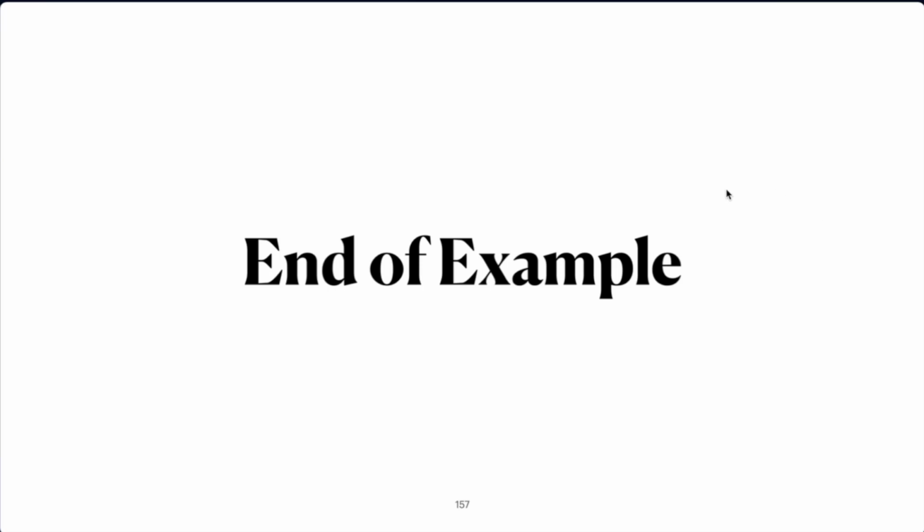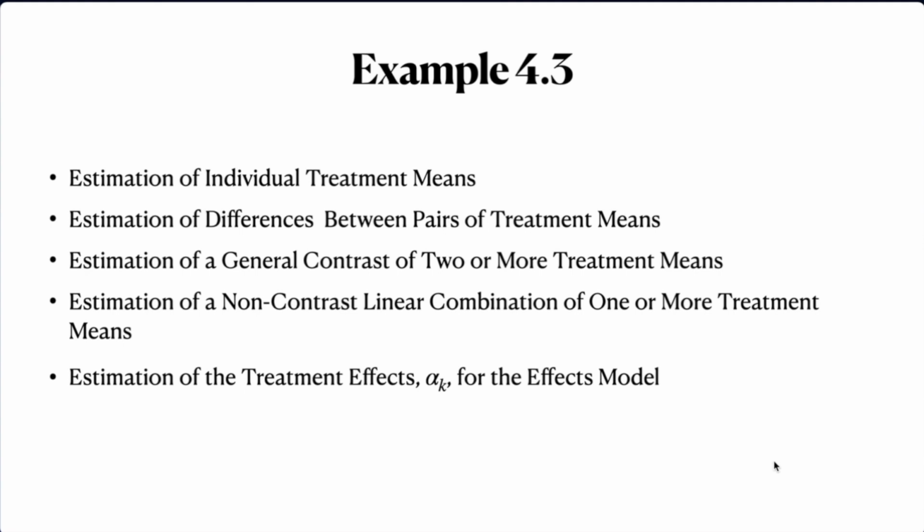Again, let me go back to the very first slide that we looked at in this particular section. Okay, so here's that slide. What did we look at here? Well, we looked at first how to estimate individual treatment means. We calculated point estimates of those treatment means, but we also calculated confidence interval estimates. We then looked at how to estimate differences between pairs of treatment means, both using point estimates as well as confidence interval estimators. We then generalized that to estimating general contrasts of two or more treatment means.